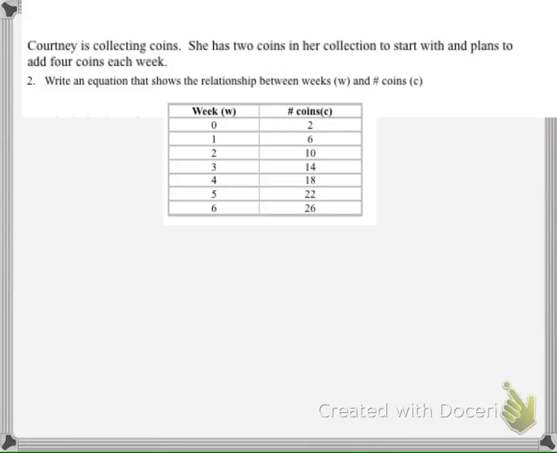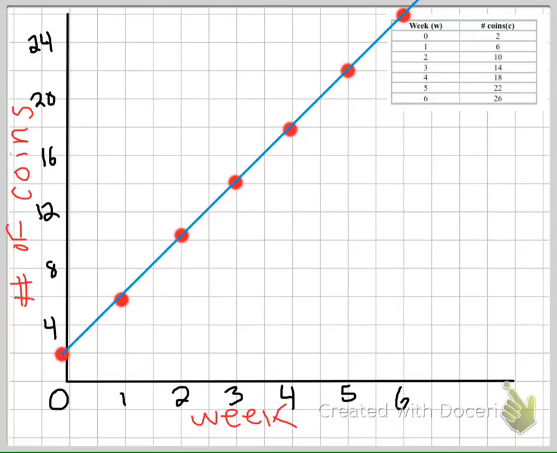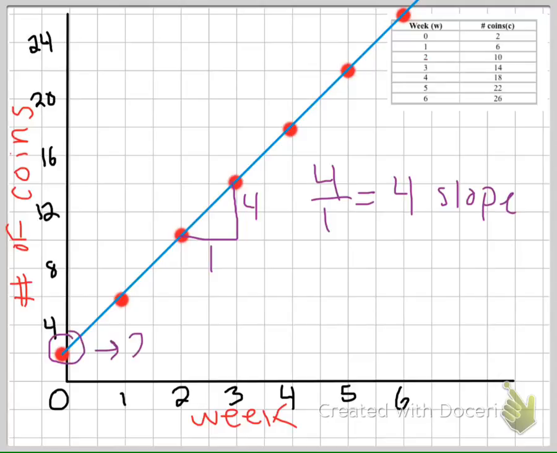Number two asks to write an equation. I'm going to show you how we could do that in 3 separate ways. So I could do that with the graph by simply making a slope triangle, doing my rise over run. This is going over by 1 from 2 to 3. This is going up by 4 from 10 to 14. And then rise divided by run, that is my slope. And then my y-intercept would be here at 2. So I can make my equation this way by doing y equals 4x plus 2.